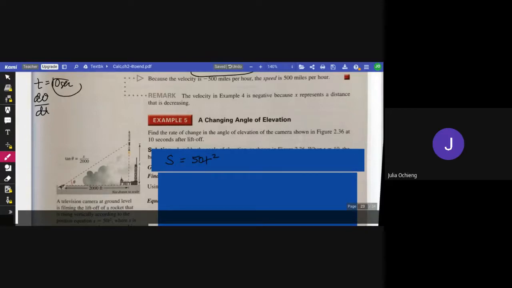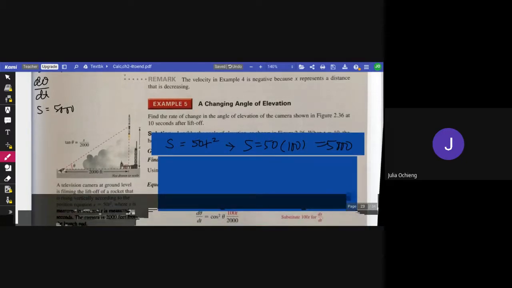Because they gave me the time, and I'm going to solve for S. So this is going to be S equals 50 times 100 equals 5,000. So that means S equals 5,000. And it's in terms of feet.